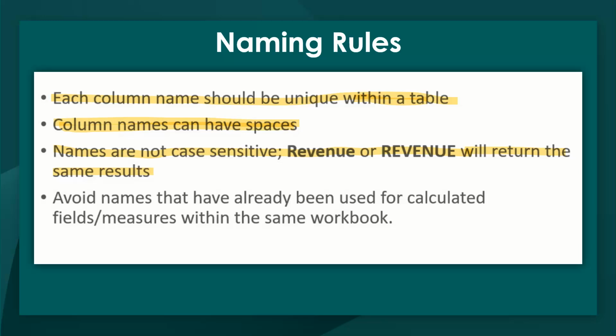Avoid names that have already been used for calculated fields or measures within the same workbook, because it will create trouble for you if you use the same names of fields from different tables. You will have trouble later on when the data sets are large and there are a lot of columns there. Make sure that once you have defined a name for that particular measure, you should not use the same one for a different table. It must be unique.